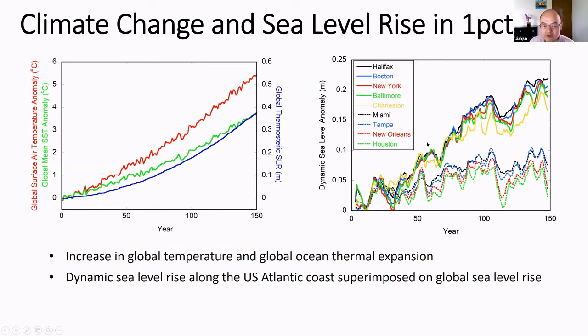And the right panel shows the dynamic sea level increase at coastal cities. So you see along the east coast of the US, the dynamic sea level rise is about 0.2 meter by the end of 150 years. And the dynamic sea level also rises along the Gulf Coast, these dashed lines. But the magnitude is not as big as the East Coast.